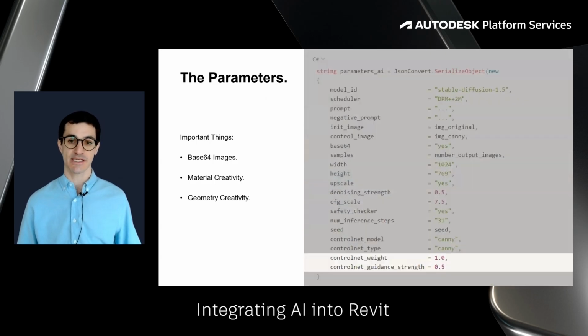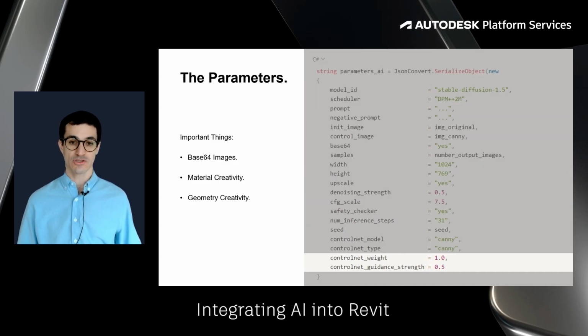The next concept is geometry creativity. And this is linked to the ControlNet weight and to the ControlNet guidance strength. This is going to define how strong is the structure of the image, the skeleton that we previously defined for the final rendering. So the higher the value, the more creative the AI is going to get, changing the structure of the image and producing different images with different structure.